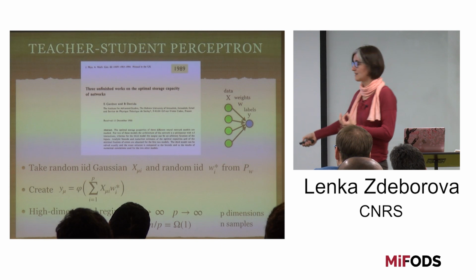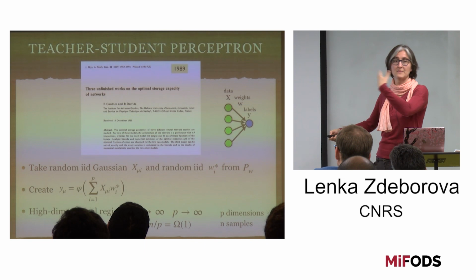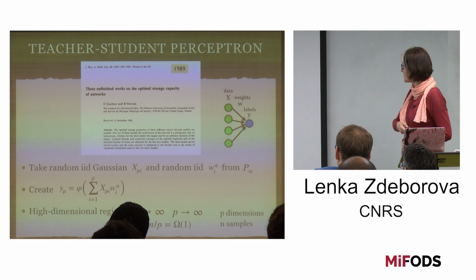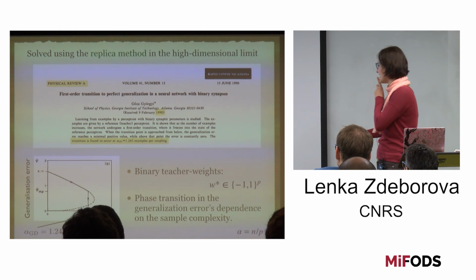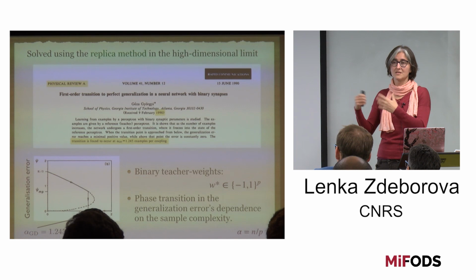So the two dimensions have a constant ratio, and that constant, called alpha, is a parameter in the resulting equations. In this paper, they only suggested this problem. It was solved just a year later in another paper. And here, the solution is very interesting. There's the case when the teacher uses binary weights. So the teacher is a single layer neural network, but the weights are just plus or minus ones, randomly.